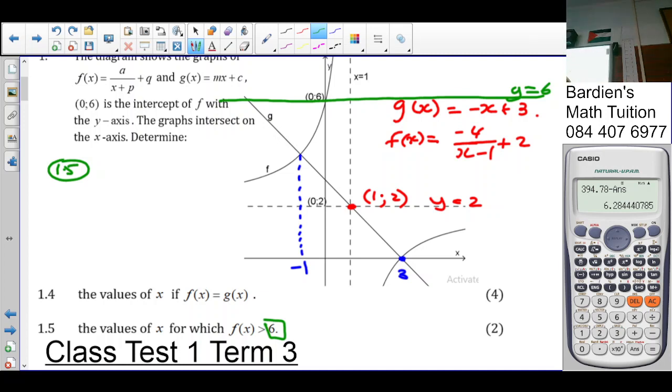It says where is f of x more than 6. So is that above 6 or below 6? Above. So it's from here onwards. So it's from x is equal to 0 till x is equal to 1. Can you see that, people? So what we say? x is greater than 0 for this. Is there an equal sign? No, so don't worry about it. Okay?